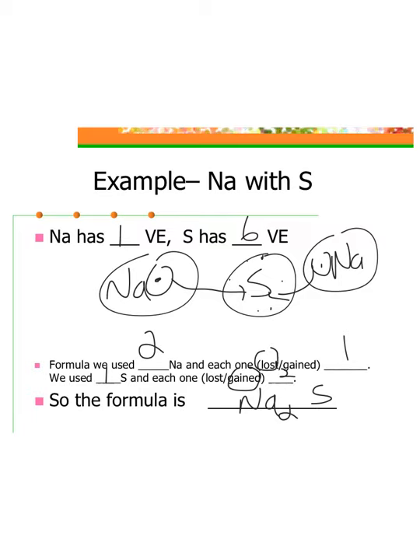Each sodium gave away 1. So again, I don't want to say 2 plus because sodium doesn't even have 2 valence electrons. And then sulfur gained 2 on the same sulfur atom, so Na2 with a plus, S with 2 minus.